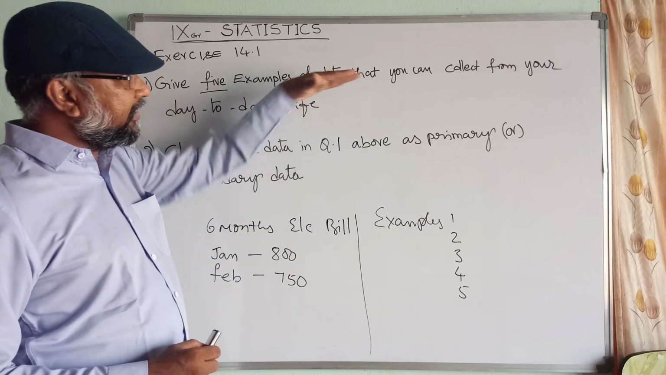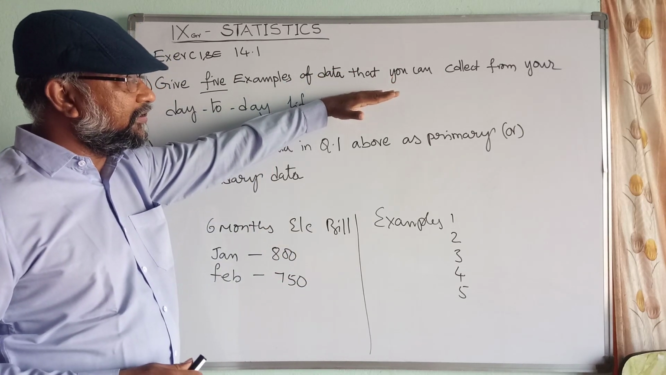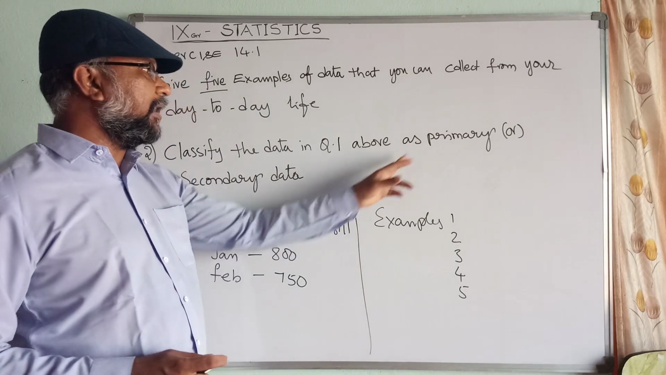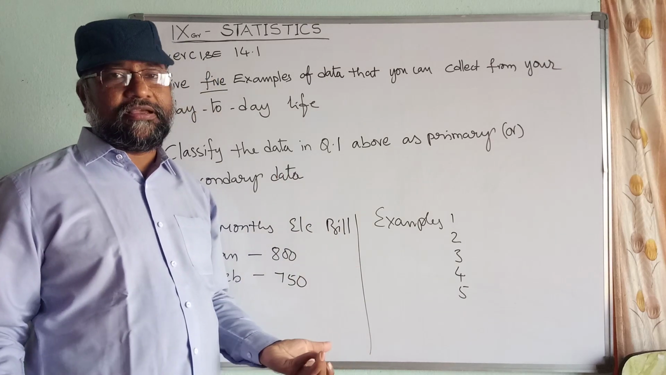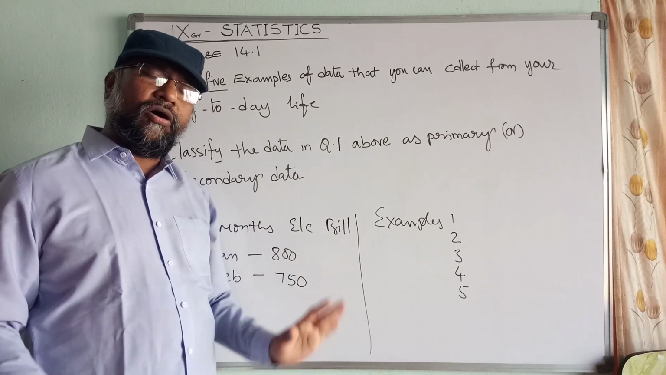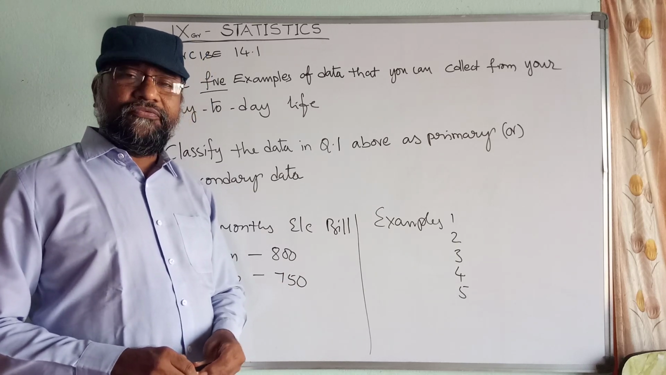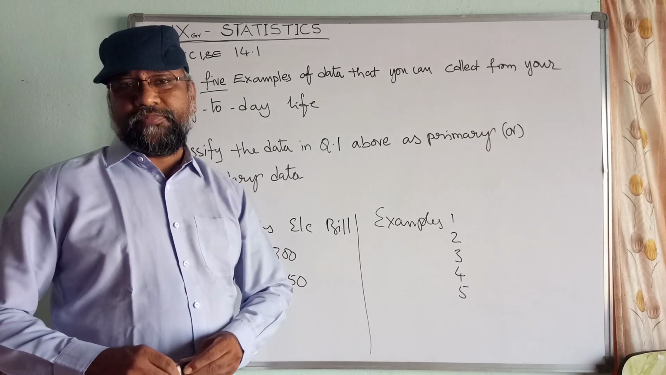Likewise, whatever examples you are giving here, those examples should be classified into primary data or secondary data. That means you can collect both kinds of data. Anything you can collect, but after the collection of the data you have to classify whether it is primary data or secondary data. That's all.